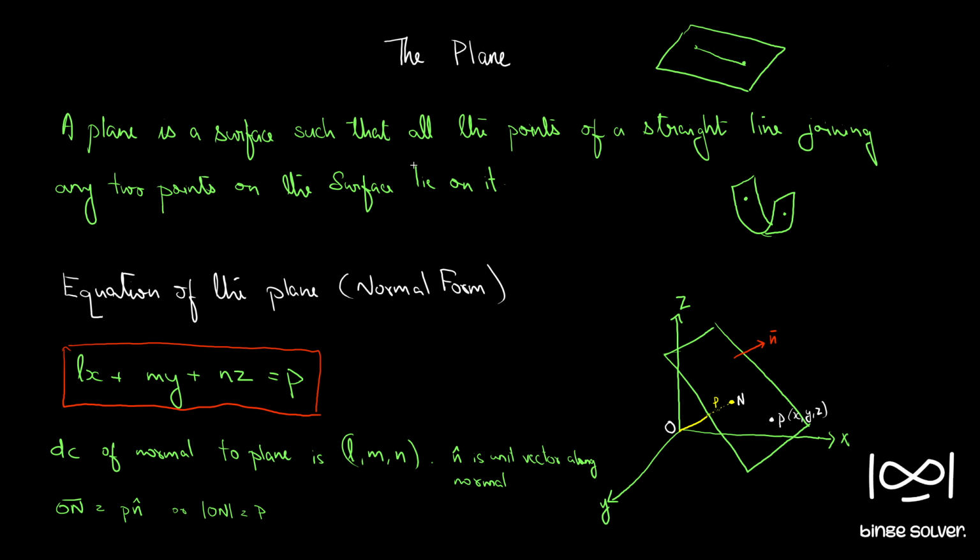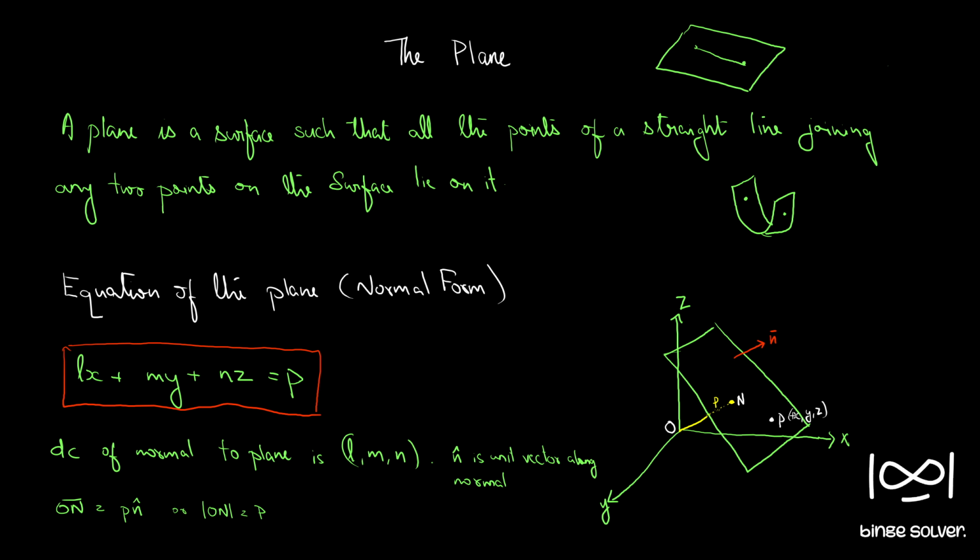Okay, so moving on, the equation of the plane in normal form. The equation of the plane in normal form is Lx + My + Nz = P, where L, M and N are the direction cosines of the normal to the plane. So this is the figure. Let's say this is the plane, a random plane.